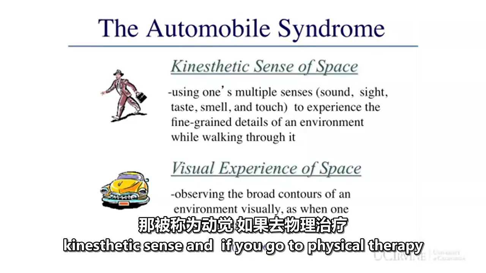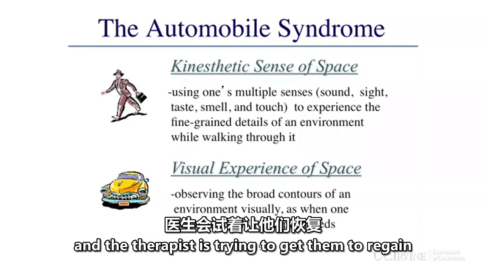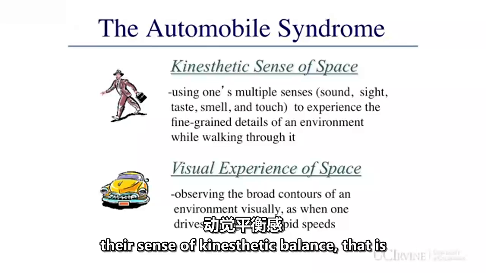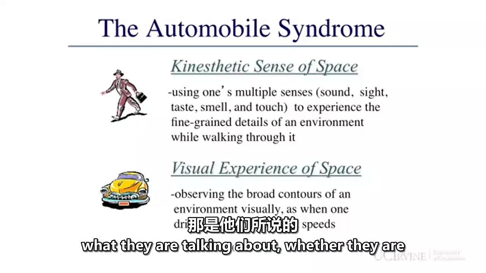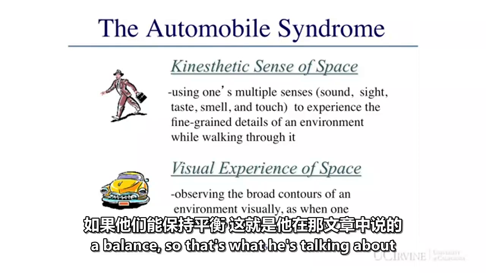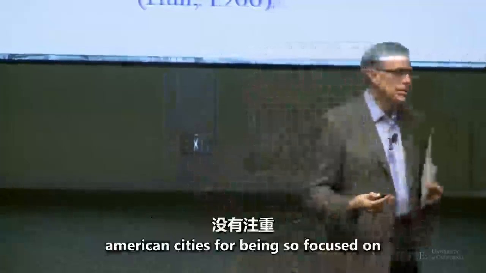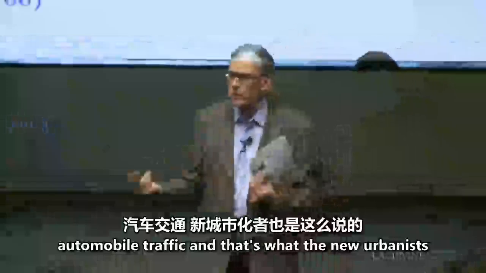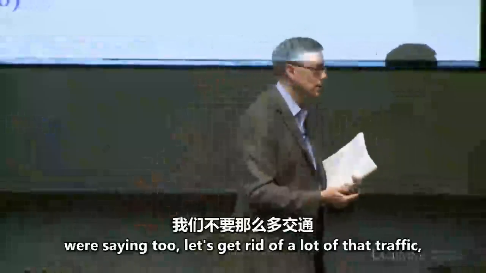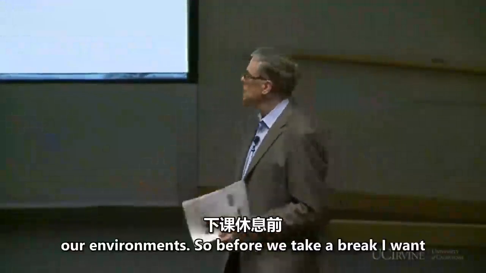And if you ever go into physical therapy and people have a knee injury or something, and the therapist is trying to get them to regain their sense of kinesthetic balance, that's what they're talking about, where they're able to sense the different feels and textures of the environment so they can maintain their balance. So that's what he's talking about there. And he's really criticizing a lot of American cities for being so focused on automobile traffic. And that's what the new urbanists were saying too. Let's get rid of a lot of that traffic, make cities more compact and walkable so we're not so dependent on cars that are polluting and that sort of detach us and alienate us from the scale of our environments.